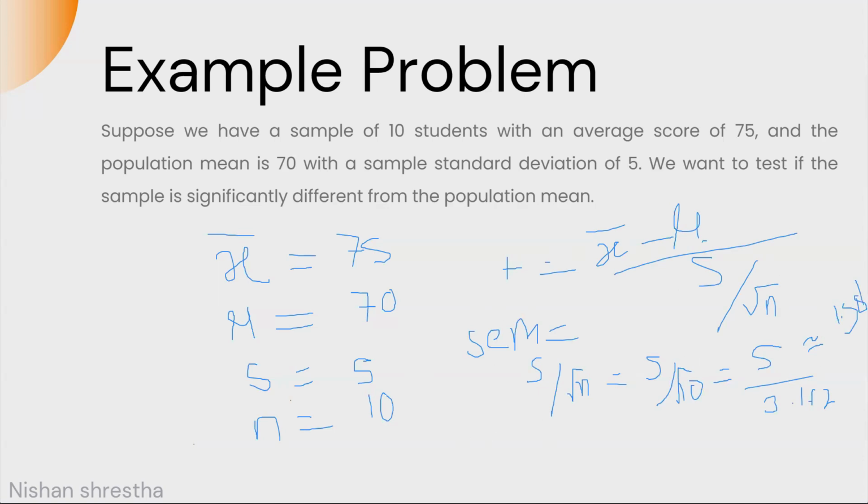So next we have to calculate the t value. Now for the t value, we can write 75 minus 70 by 1.581. And this gives us approximately 5 by 1.581, which is approximately close to 3.16. So what we found out is that in this problem we got the answer of 3.16.